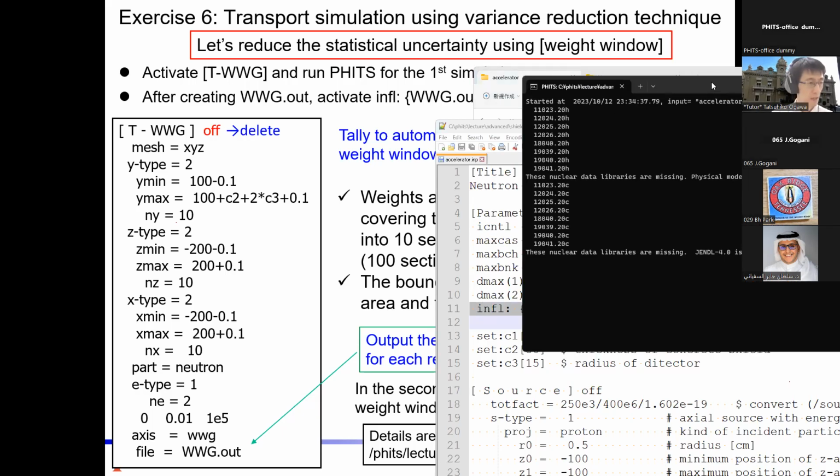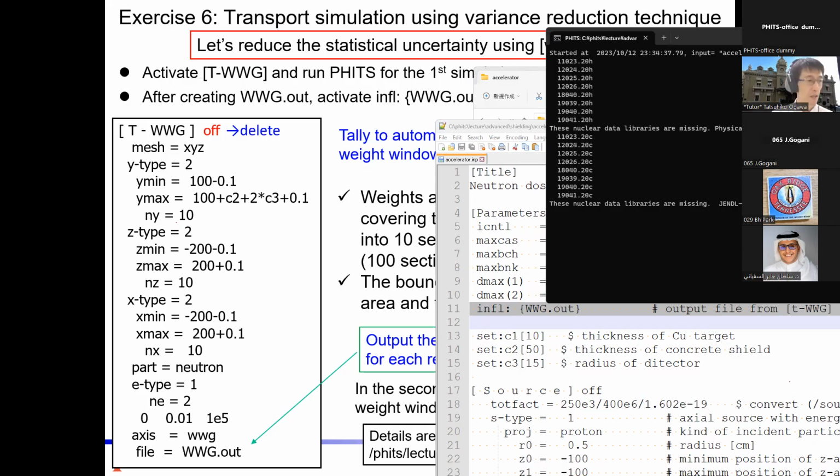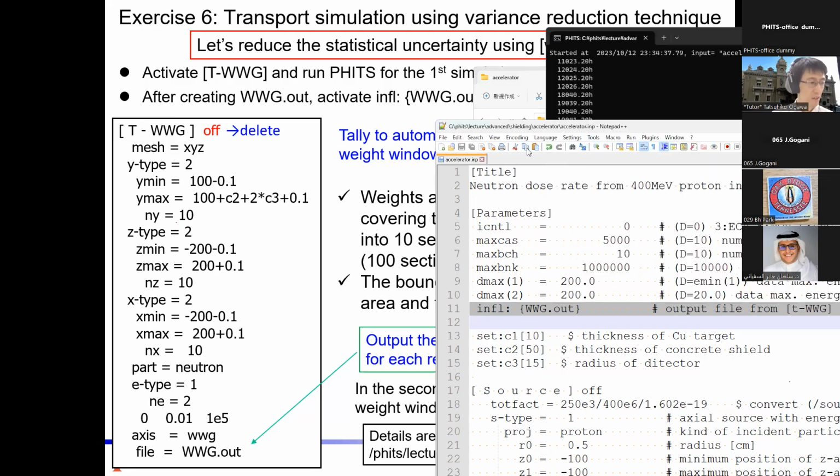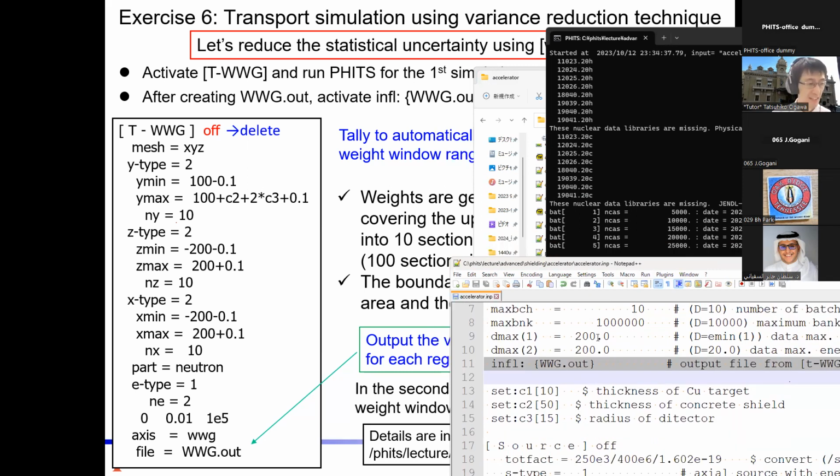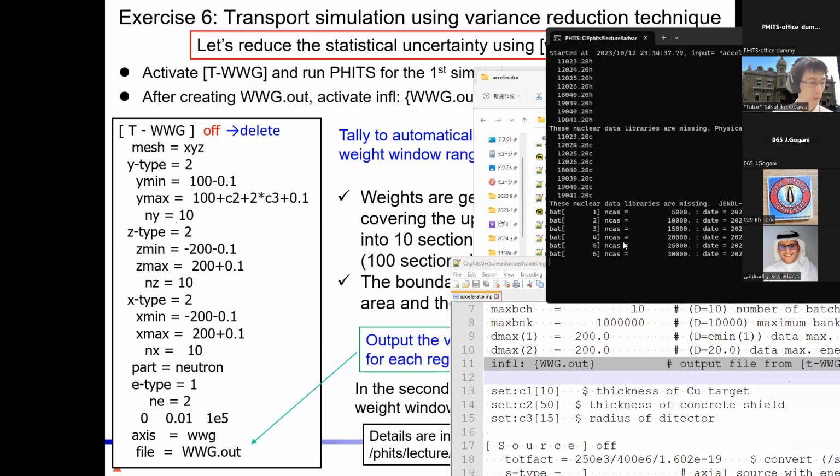Again, we run this input file, but this time the particles are split to reduce the statistical uncertainty. By doing that, we can run iteration of weight window and weight window generator to help each other to accelerate calculation. Calculation goes on and on.